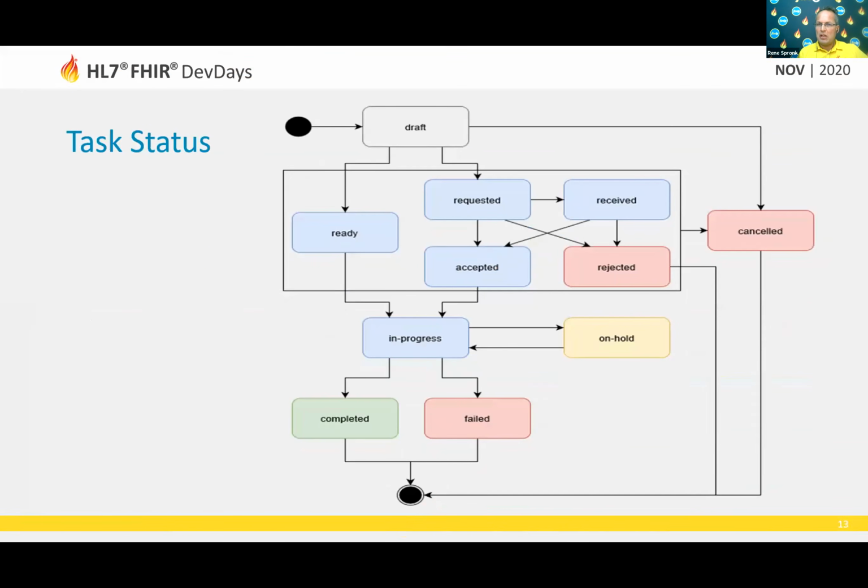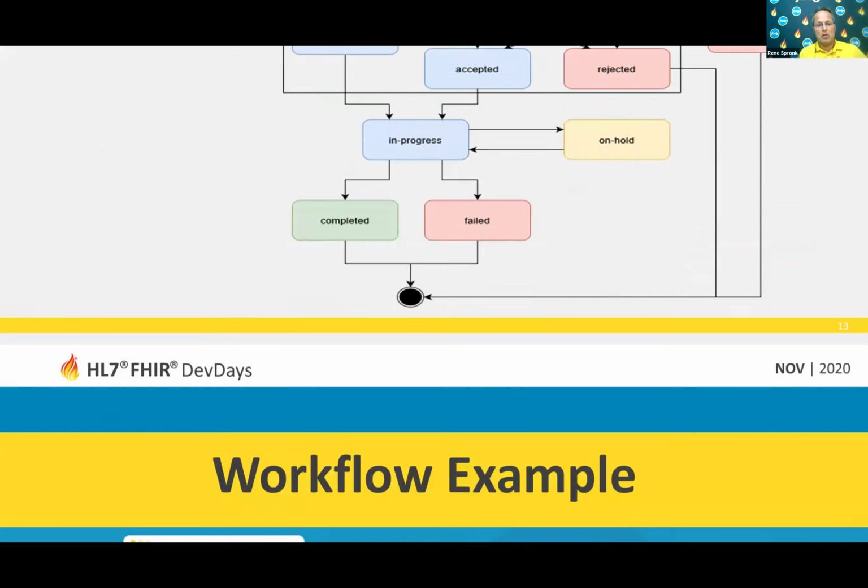Now, this task that sits in the middle can have lots of different statuses. So task can be requested, can be draft, can be accepted, rejected, in progress, or completed. And certainly when the supply of the medication is done, then we would expect the central task resource to be in the status completed.